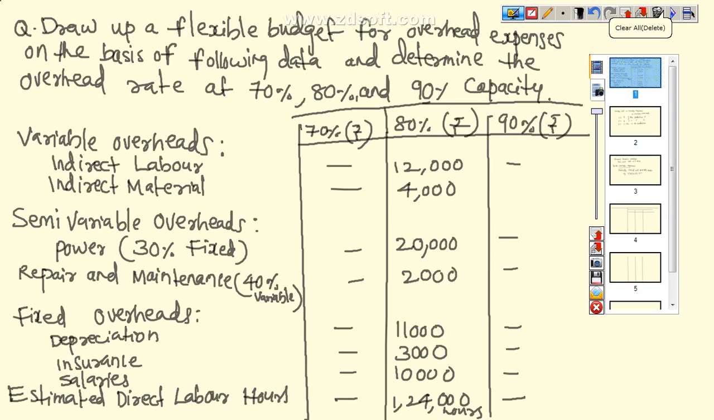Now we come to the solution. Here we have to draw up a flexible budget for overhead expenses on the basis of the following data and determine the overhead rate at 70%, 80% and 90% capacity. Information is given for 80% capacity. These two are not given. So we have to calculate this. So first information is given variable overhead. Variable overheads are variable costs that change according to change in level of production.